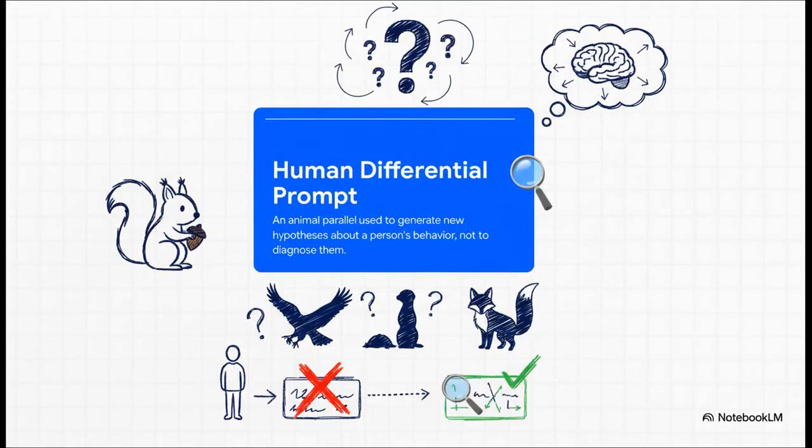Okay, listen up, because this next part is maybe the single most important concept in this entire thing. The system calls these parallels a human differential prompt, and that's the key. This is not about saying, oh, you have squirrel disorder. No way! Think of it as a tool for thinking. It's a prompt, something to spark new questions and ideas about why a person might be behaving a certain way. It's all about starting a conversation, not slapping on a label.